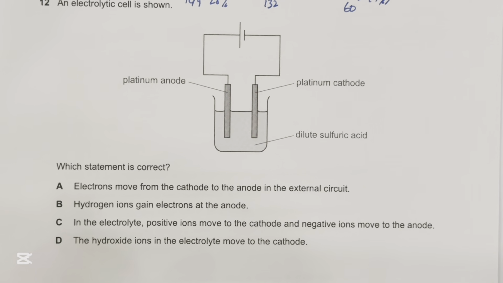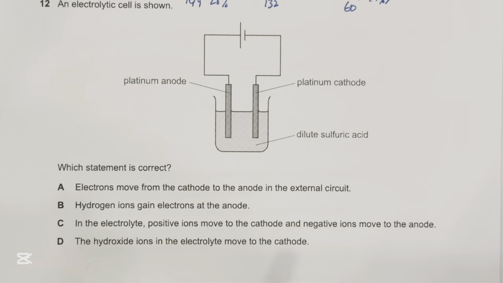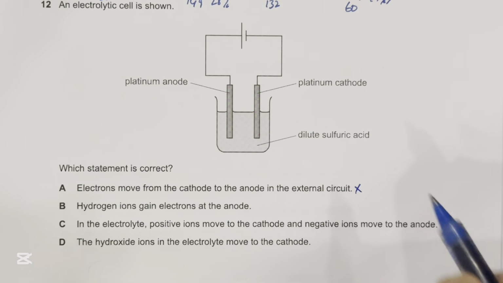Electrons move from cathode to the anode in the external circuit. No, this is the wrong option. Hydrogen ions gain electrons at the anode. No, they lose electrons. They tend to lose electrons. So option number B is the wrong one.